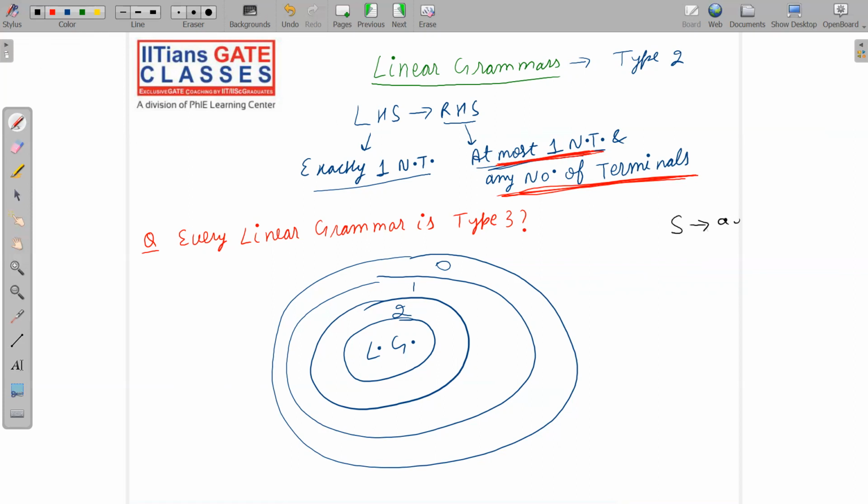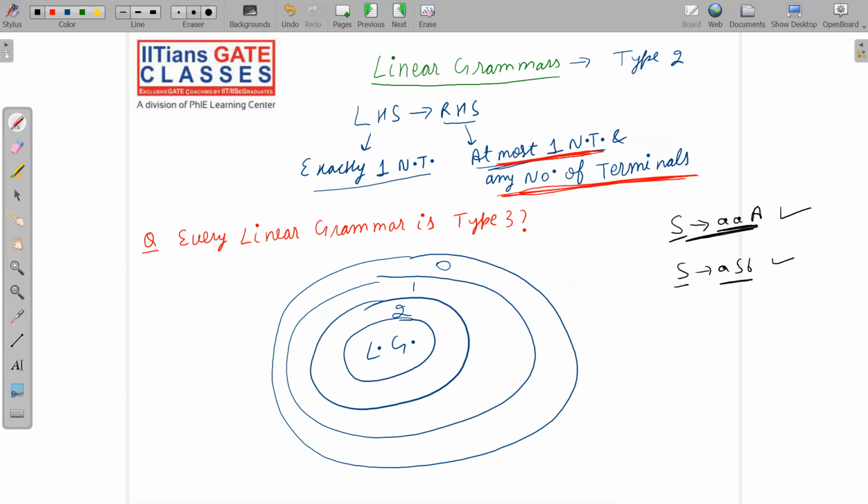So let me say like this: S implies A. Is this a production rule according to linear grammar? Yes, this is a production rule according to linear grammar. Why? Because LHS has exactly one non-terminal, RHS has at most one non-terminal. S implies A S B. Yes, this is also linear grammar.